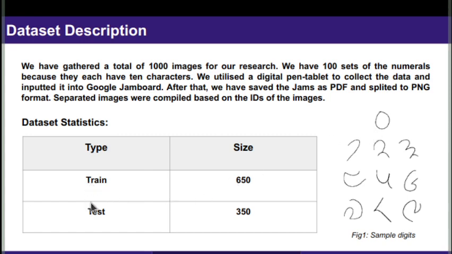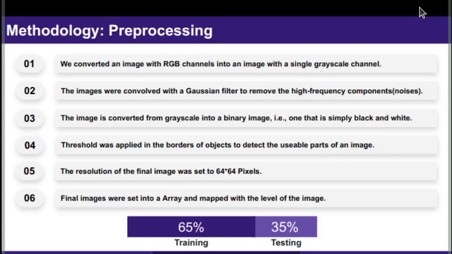I have split it into training and testing, and after this I will talk about the pre-processing methodology we have applied. To pre-process, first we converted the colored image into a grayscale image. Then we applied a Gaussian blur filter to remove noise from the image. Then we converted it to a binary image, a black and white image, and applied a threshold to get the connected parts of the image, since we don't need the extra parts. Finally, the resolution was set to 64 by 64, and then we mapped the images with the corresponding IDs in a labeled array, and split the dataset into 65% for training and 35% for testing.